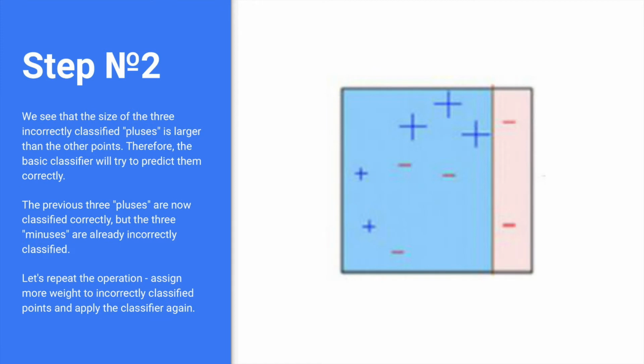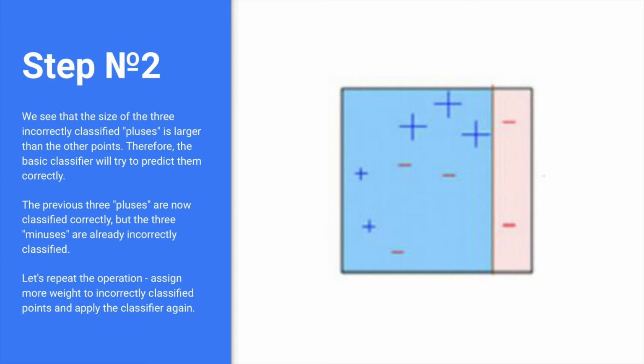In Box 2 we see that the size of the three incorrectly classified pluses is larger than the other points. In this case, the decision stump classifier, D2, will try to predict them correctly. And really, now the vertical line, D2, correctly classified the three incorrectly classified pluses. However, this has led to other classification problems. Three minuses are incorrectly classified.